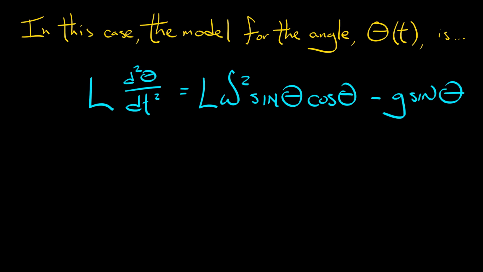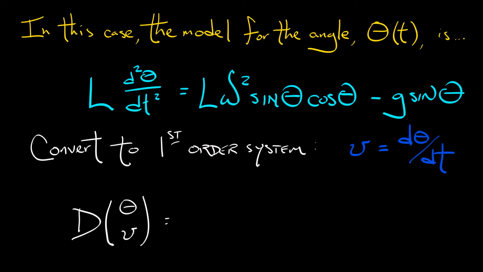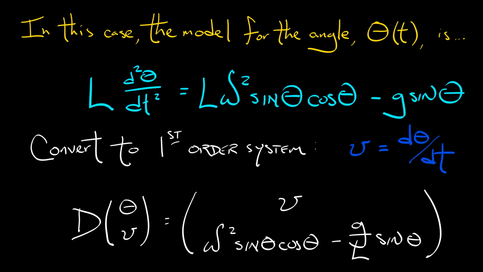Now, what we're going to do is convert this to a first-order system, introducing a variable v that is the derivative of theta with respect to t. In this case, the first-order system on theta and v is given by what? Well, the derivative of theta with respect to t is by definition v. The derivative of v with respect to t is the second derivative of theta. Taking that formula, dividing out by L, we get omega squared sine theta cosine theta minus g over L sine theta.